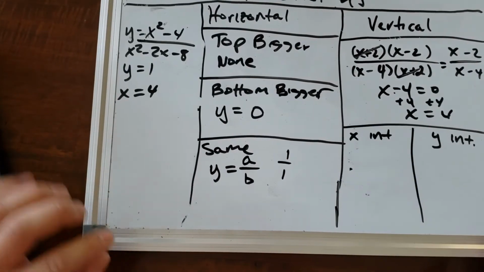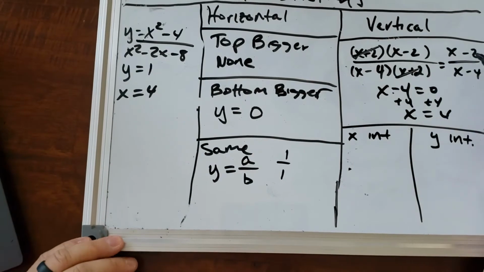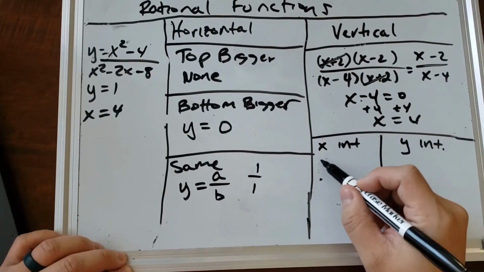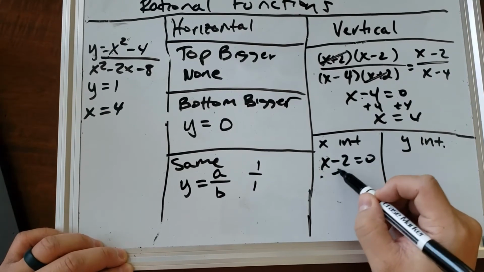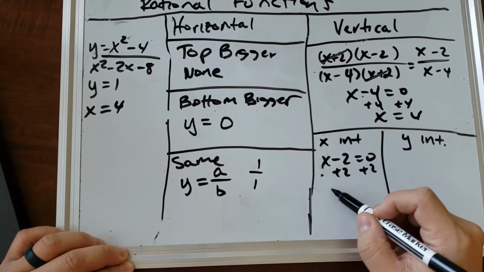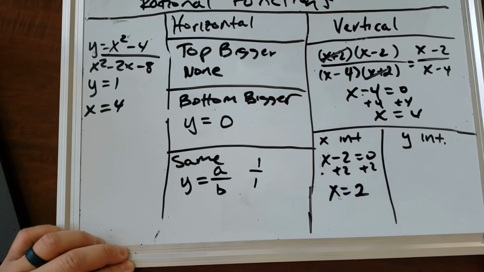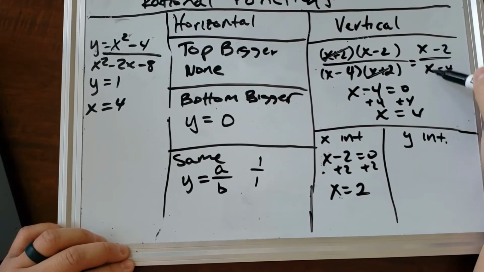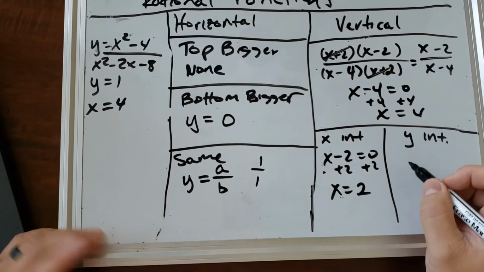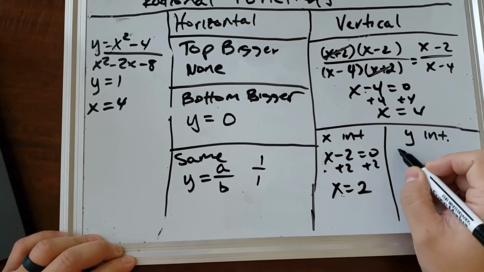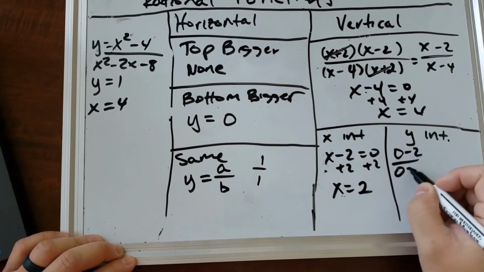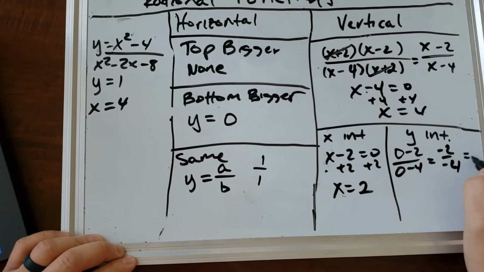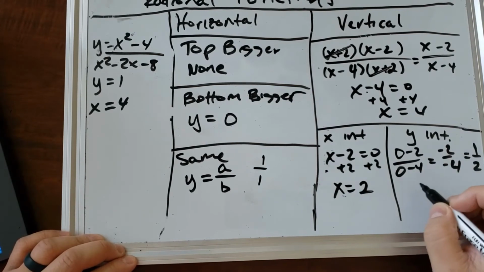For x-intercept, what I'm going to do is set everything on the top equal to 0. And I'm just going to use the new equation that I have after I canceled. So in this case, I'm going to go x minus 2 equals 0. I'm going to go plus 2, and I'm going to go x equals 2. Okay? For the y-intercept, when I plug in 0 for x again, I'm going to use the same thing. I'm going to use that new equation because it's less terms, so it's easier for me. So I'm going to go 0 minus 2 over 0 minus 4. That gives me negative 2 over negative 4, which when I simplify that gives me 1 over 2.